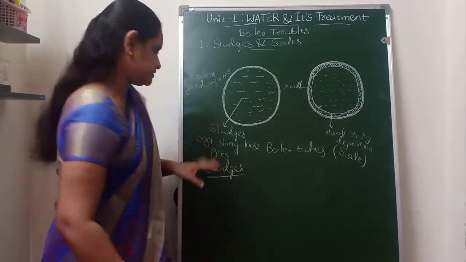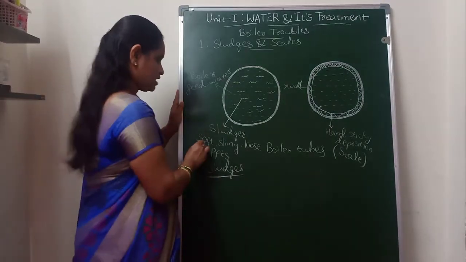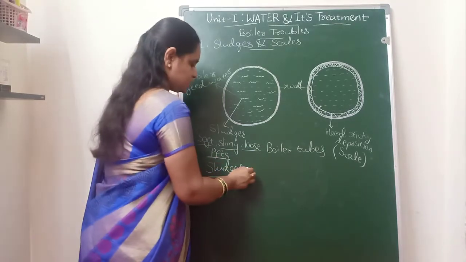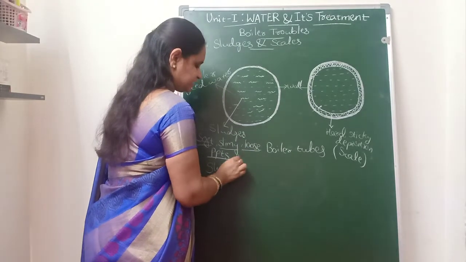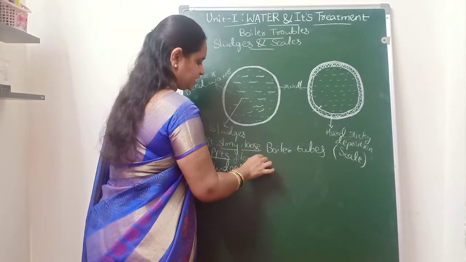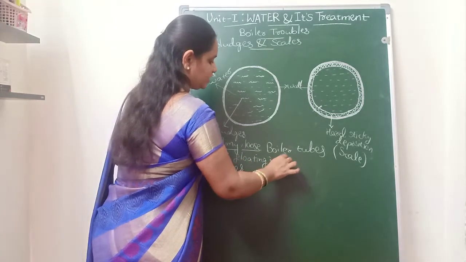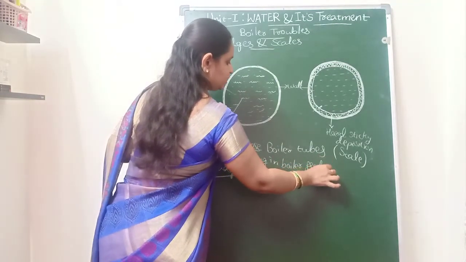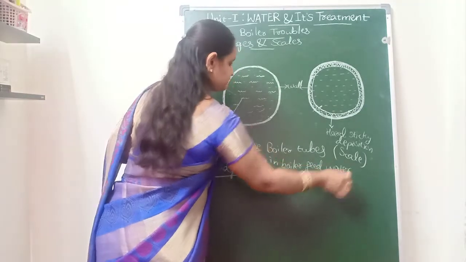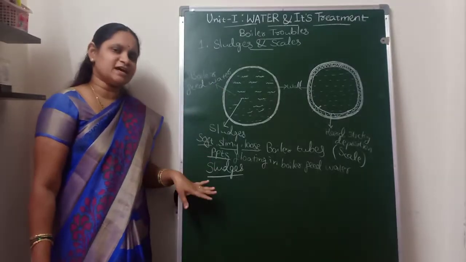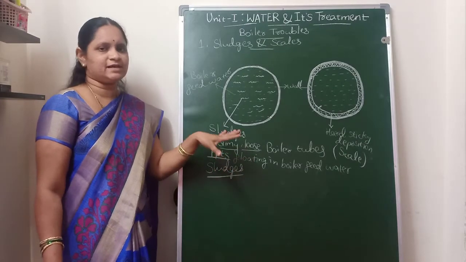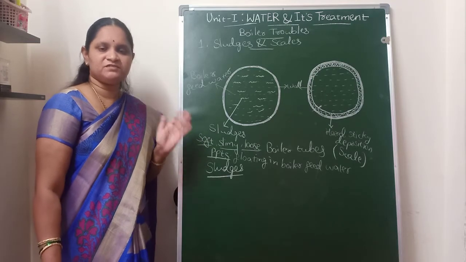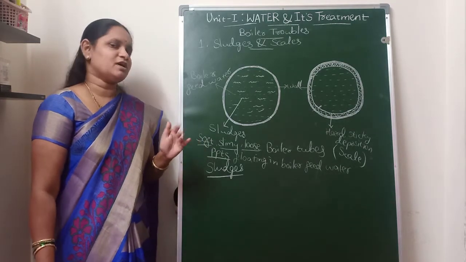What are sludges? Sludges are soft, slimy and loose precipitates which will be floating in boiler feed water. They are known as the sludges. Sludges are easy to remove, whereas scales are hard and will firmly stick onto the walls. It will be difficult to remove them even with a hammer or chisel.